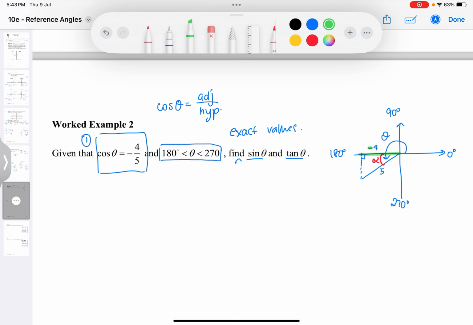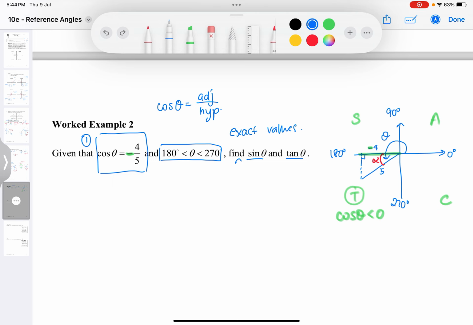Also, we know by ASTC that in the third quadrant, cosine is negative. So you shouldn't be surprised to see this negative sign. In fact, if there's no negative sign, the question is wrong. If I cancel this negative sign out and tell you that theta is between 180 and 270, then I'm feeding you wrong information. So it's not surprising to see the negative sign, but it also indicates that we are on the negative region of the x-axis.